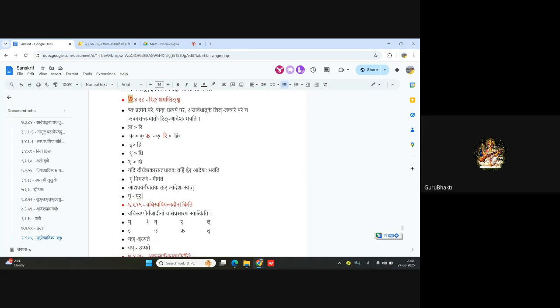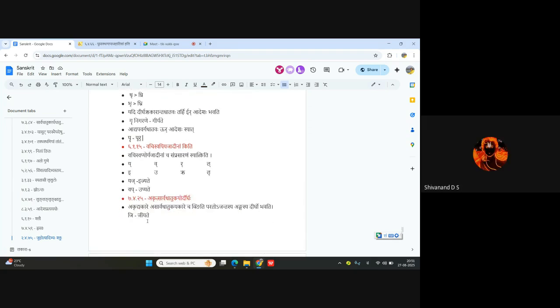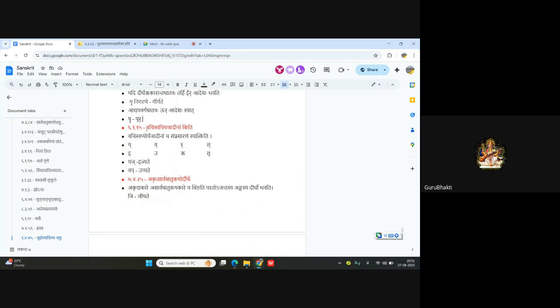Is this sutra clear? Very clear, Poojaji. Yes. Okay, now, how many of you are familiar with this sutra? Vachisvapi yajadinam kiti. Nobody?